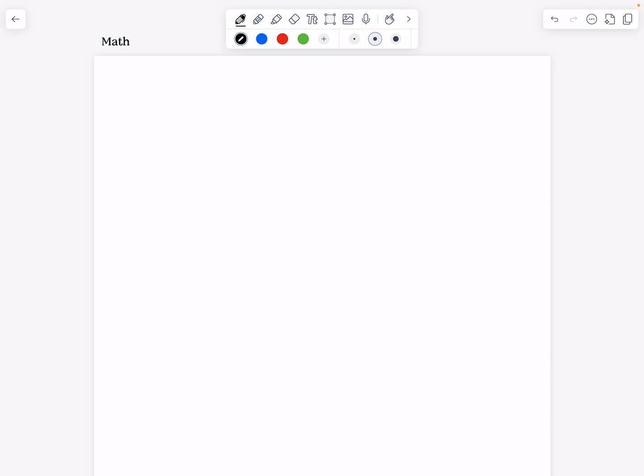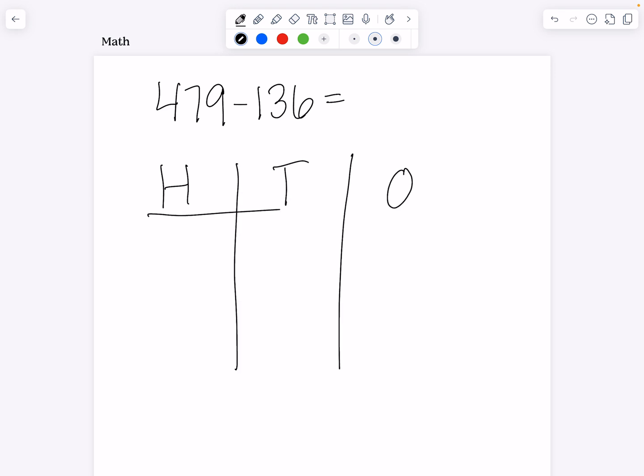All right, so our first example problem is 479 minus 136. Every single one of our problems today is actually going to have that minus 136, so go ahead and get prepared. That 136 is my number of the day. We are doing an HTO chart to solve. And when we're doing an HTO chart for subtraction, we are only going to draw this first number. The number that we're subtracting, we're not going to draw using base 10 blocks.